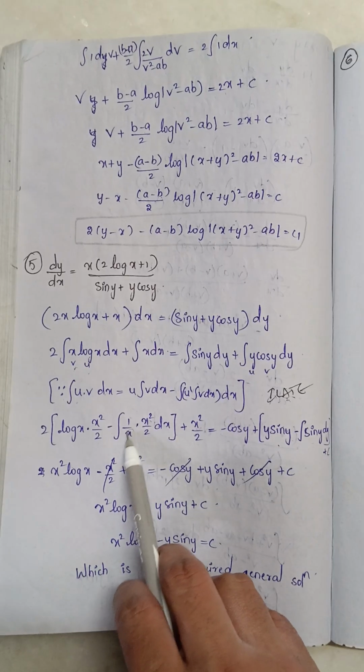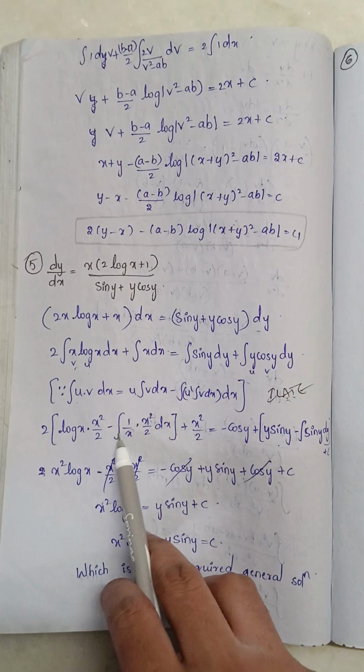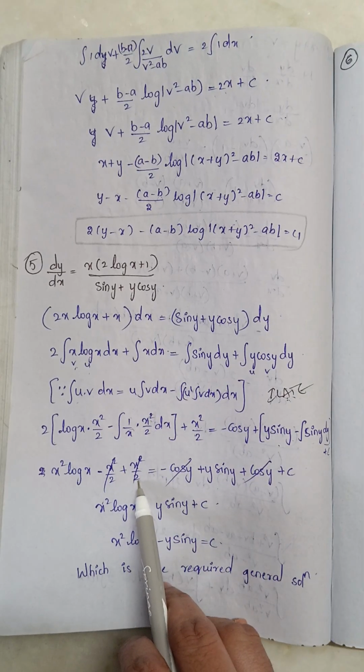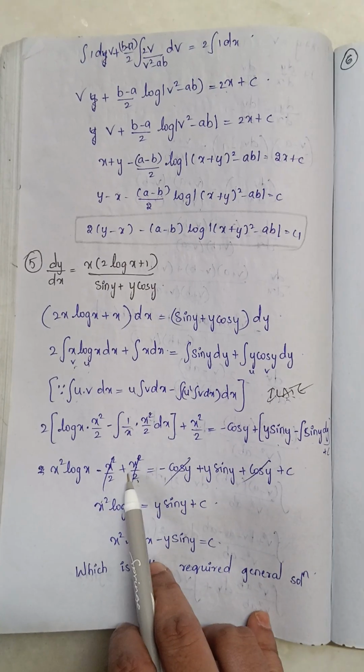Again take the integration for this, x gets cancelled. Here 1 by 2 take it as it is. x gets cancelled means integration of x is again x square by 2. Right? So x square by 2 here plus x square by 2 as it is.